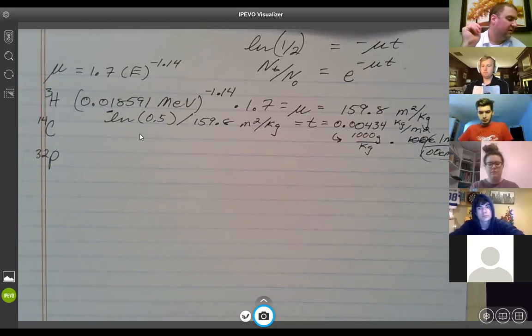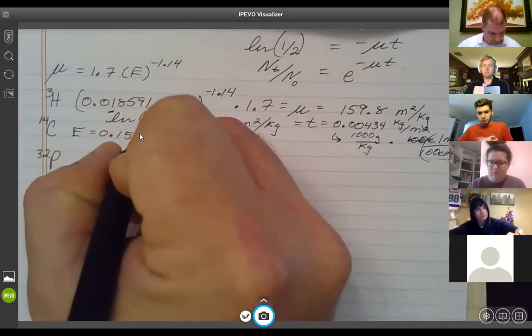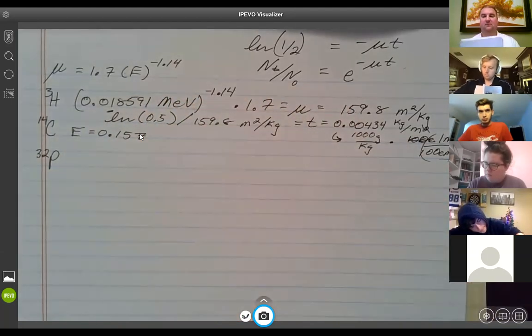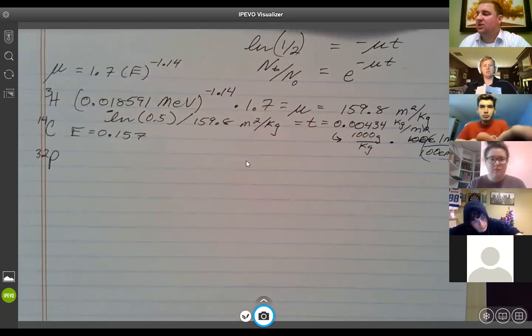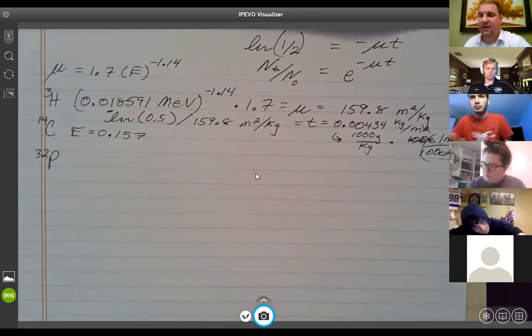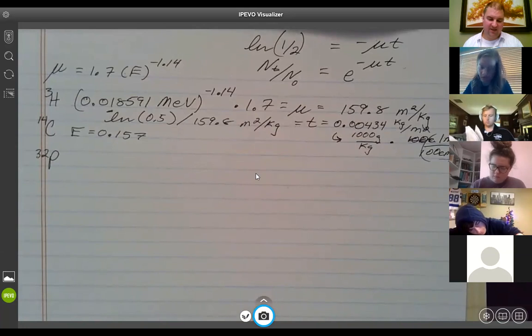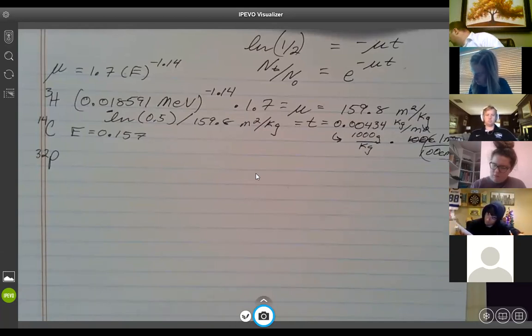So carbon-14, I'll ask you to calculate that one. And its beta endpoint energy is 0.157, or 157 keV. So what should happen to its range or its half value layer? Should it stay the same, be greater or less than the half value layer for the tritium? Should be larger. So higher energy, it's going to travel further. It's going to take more material, one, to stop it, but also to cut the number of particles in half.